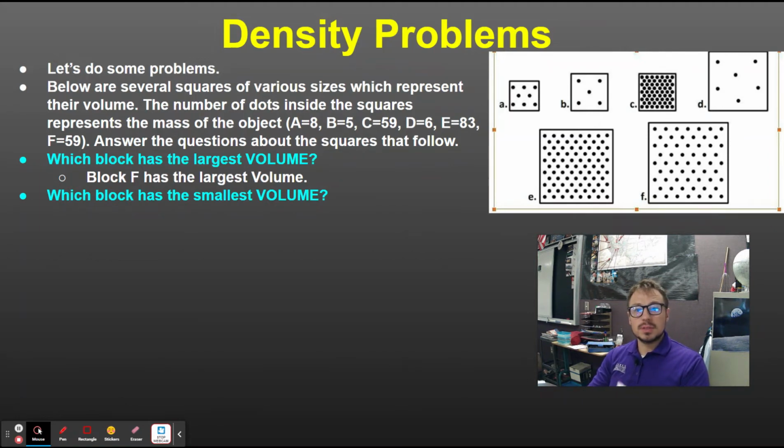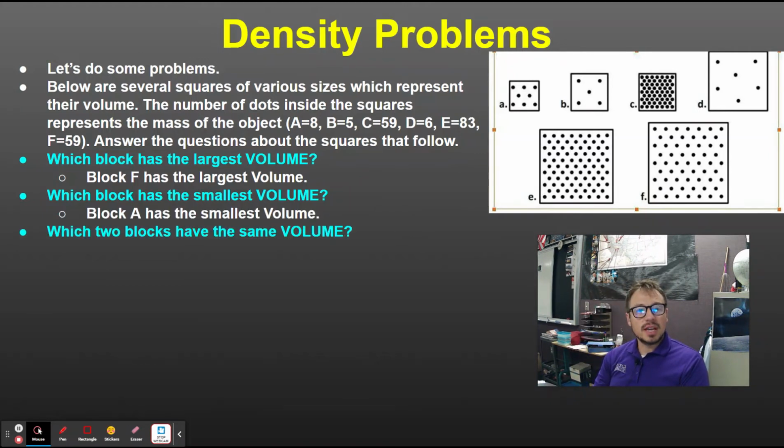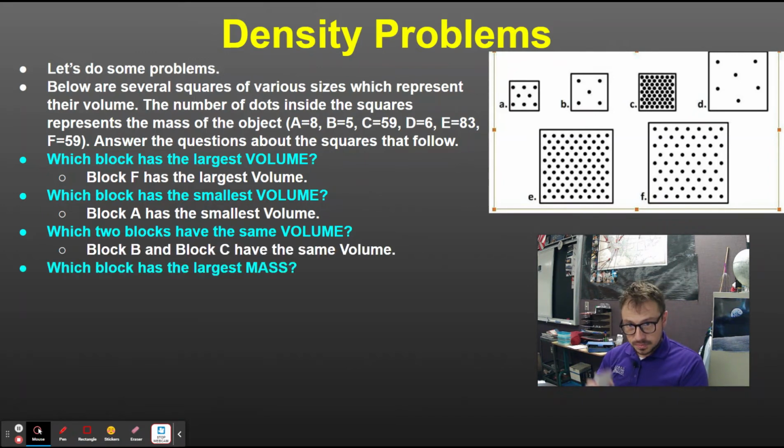So that's the one that takes up the least amount of size. It's going to be block A. It's the least amount of size. Which two blocks have the same volume? So they're the same size. It'd be B and C.